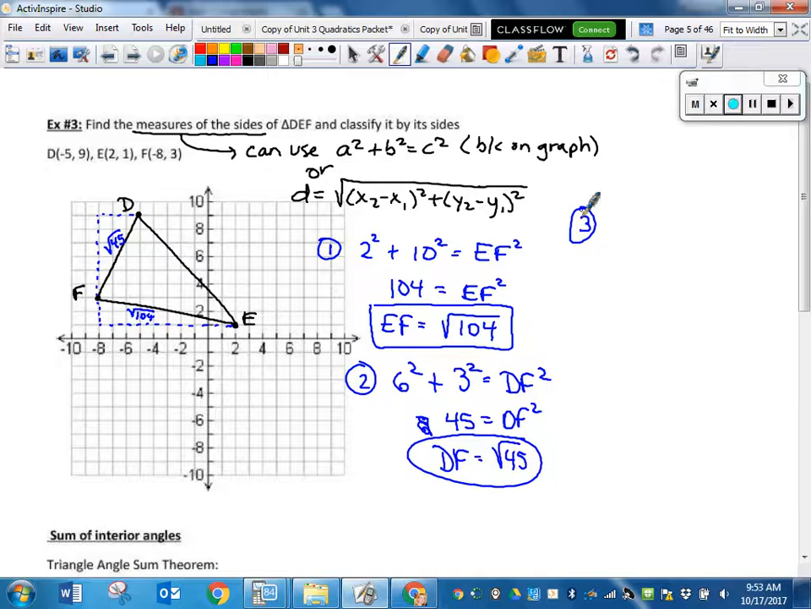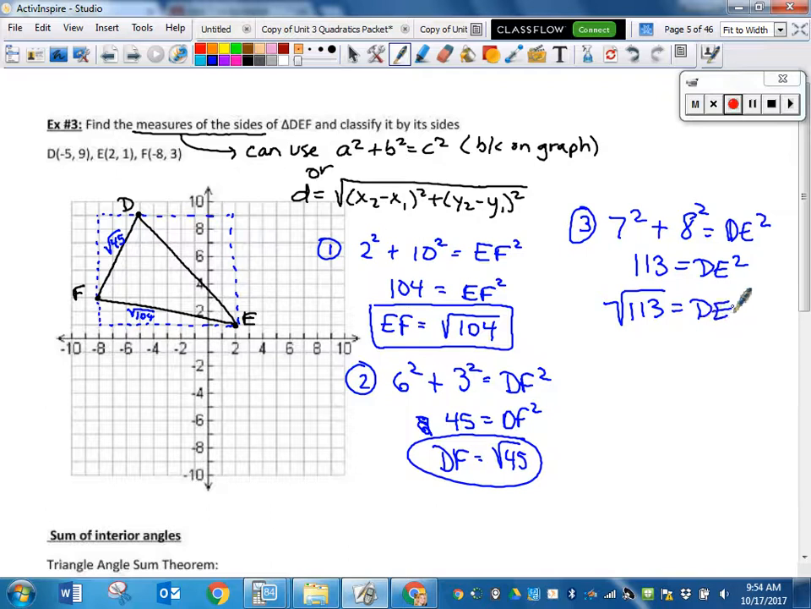And then finally, step 3, I'm trying to do DE. So 1, 2, 3, 4, 5, 6, 7 squared plus 1, 2, 3, 4, 5, 6, 7, 8 squared has to equal DE squared. Put that in your calculator and you should get 113 equals DE squared. Square root of 113 equals DE.